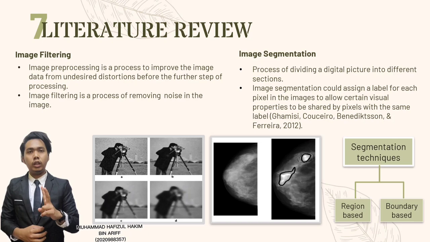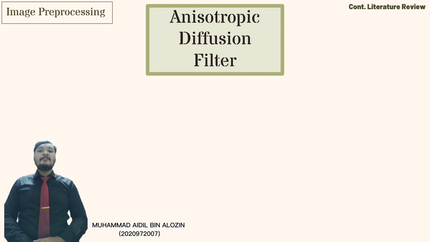Now I will go to the preprocessing method, the anisotropic diffusion filter method. Preprocessing is a primary image operation before the actual process is performed.